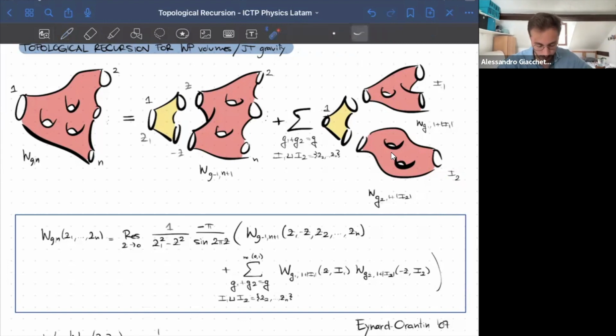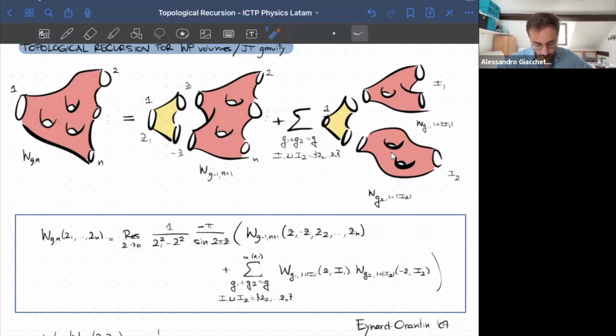And what you have to do here is, let's say, glue this yellow pair of pants to the correlator W_{g-1, n+1}. And as you can see here, you can associate this to an object like this, which is exactly what you would obtain when trying to remove a pair of pants from a surface of genus g with n marked points in such a way that the corresponding surface is still connected.